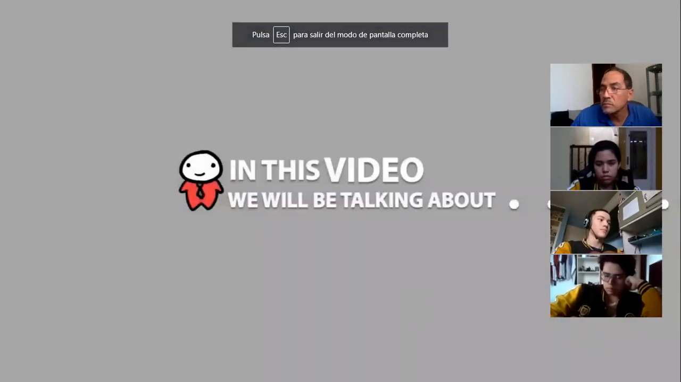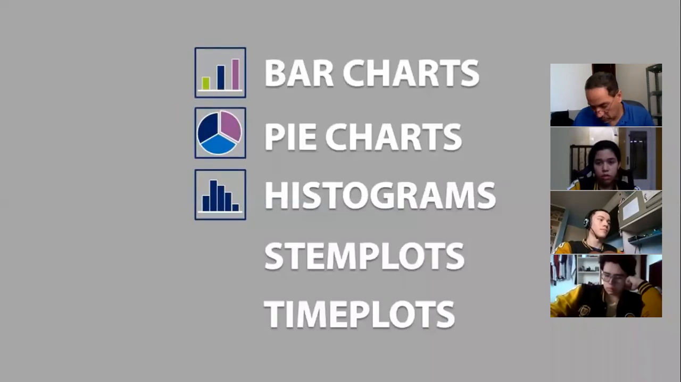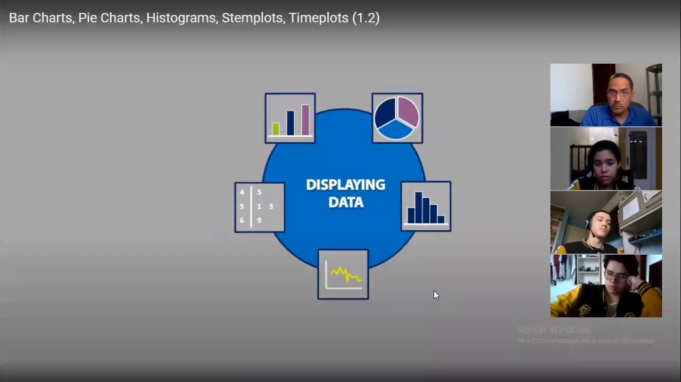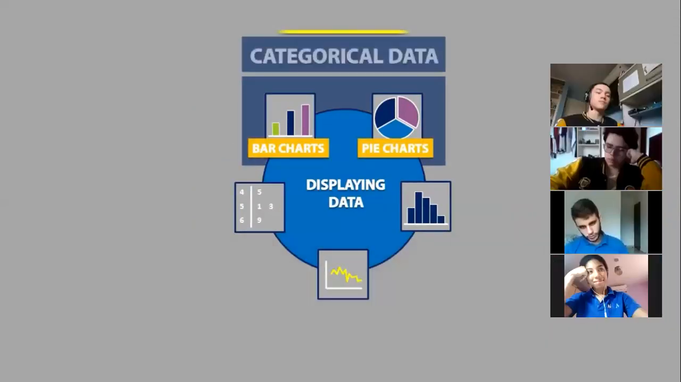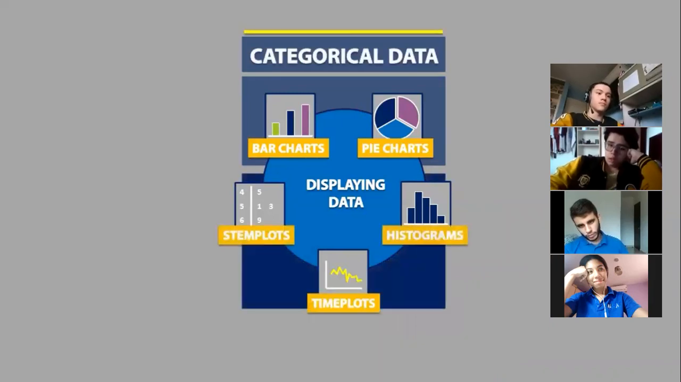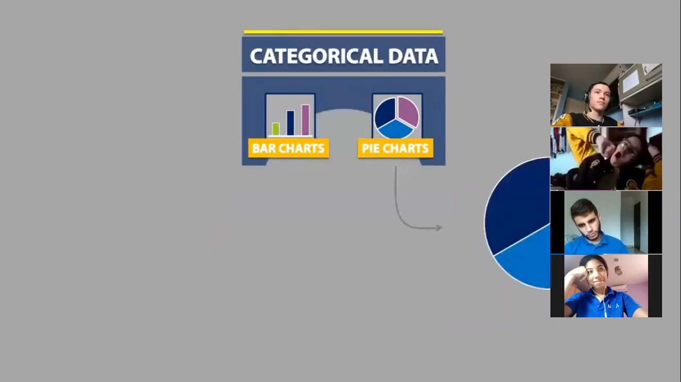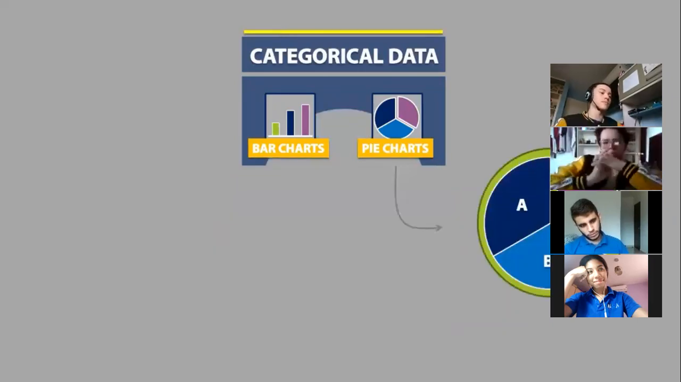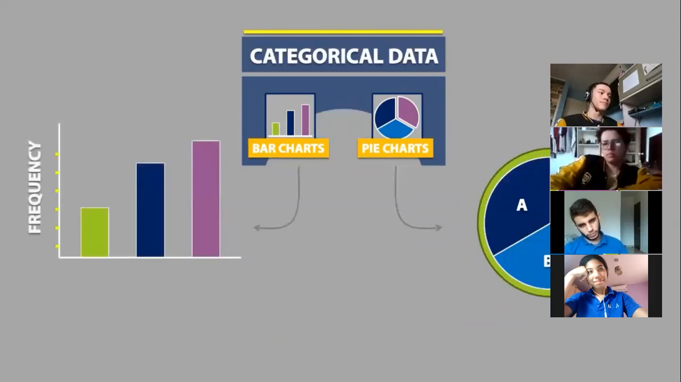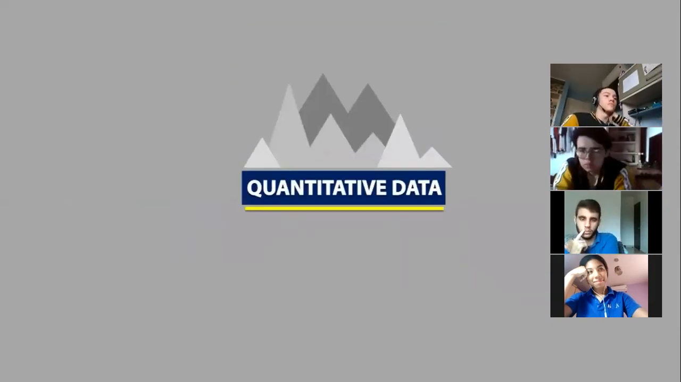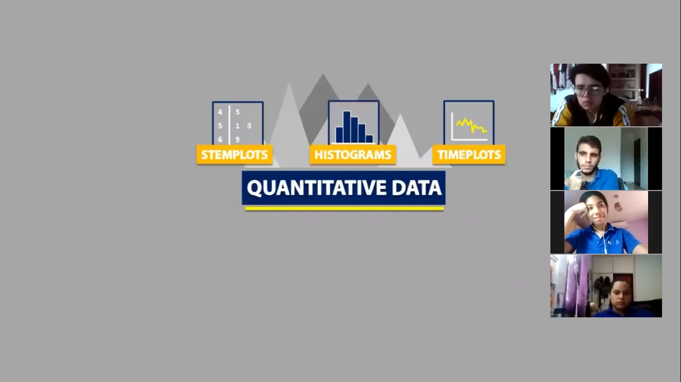In this video, we will be talking about bar charts, pie charts, histograms, stem plots, and time plots. We can use these tools as a way of displaying data. We often use bar charts and pie charts to display categorical data, and we often use stem plots, time plots, and histograms for displaying quantitative data. Pie charts show the relative size of each value in relation to the whole. On the other hand, bar charts display the frequency on one axis and the values of the categorical variable on the other. You can think of bar charts as a way of tallying information. For quantitative data, we often use stem plots, histograms, and time plots to show information.